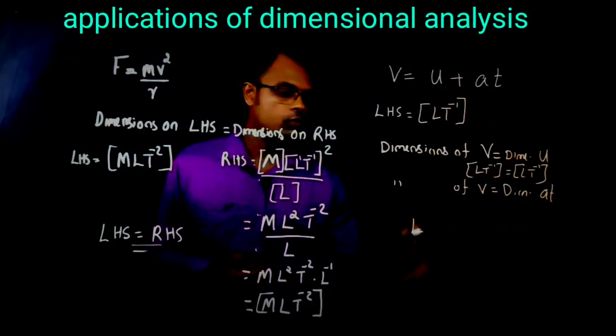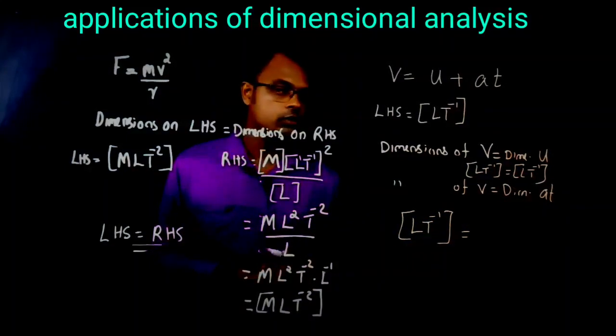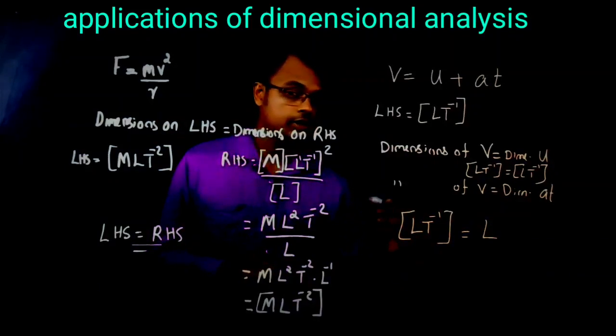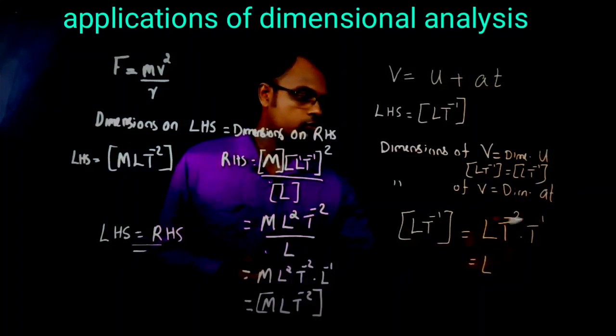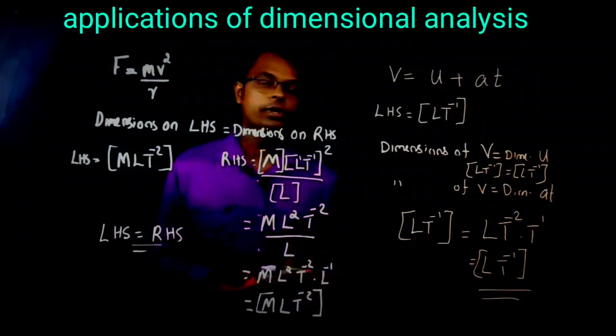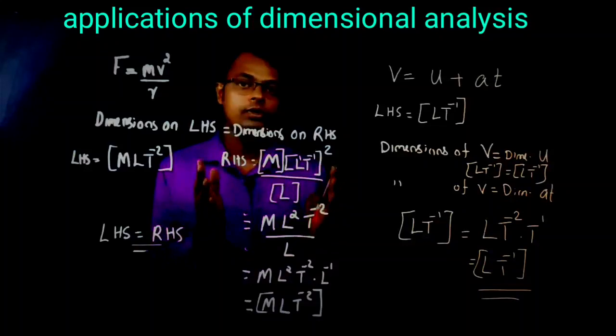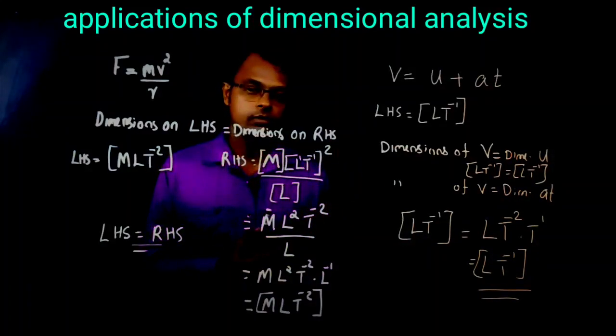Now the next one, V equals AT. The dimensions of V are L t to the power minus 1. What are the dimensions of acceleration? Meter per second square, that is L t to the power minus 2, multiplied by time, whose dimension is capital T. So the equation becomes L t to the power minus 2 plus 1, which equals L t to the power minus 1. So what we have proved here is that this equation is also dimensionally correct. Okay, one more example.